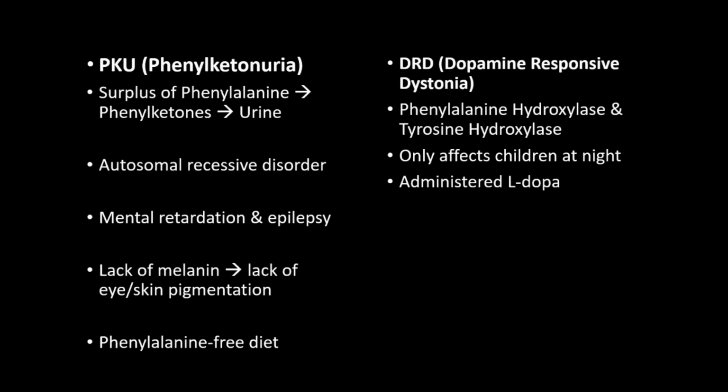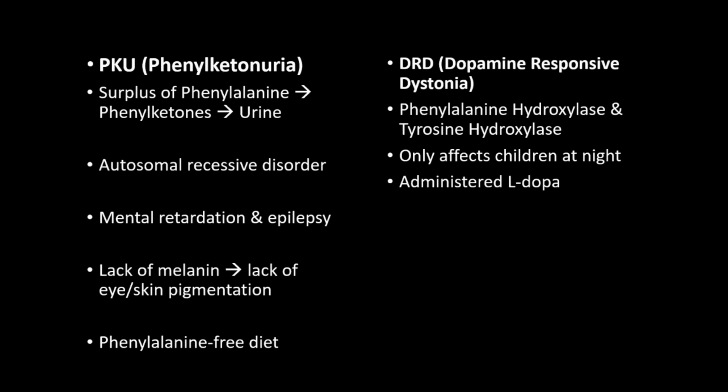The lack of phenylalanine hydroxylase, which is the initial reactant for dopamine synthesis, leads to PKU. The deficiency in phenylalanine hydroxylase results in a surplus of phenylalanine. The surplus of phenylalanine then, in turn, turns into phenylketones, which are excreted in urine. PKU is an autosomal recessive disorder, which means it's inherited. That's what autosomal means. And recessive meaning you need to have two recessive genes in order to express the disorder.